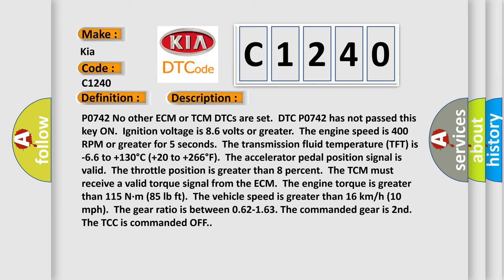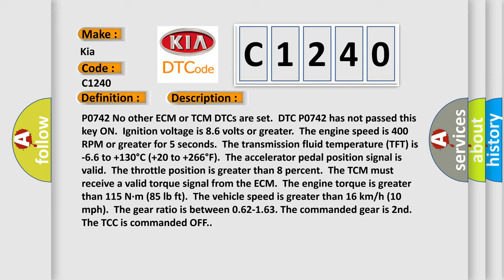P0742. No other ECM or TCM DTCs are set. DTC P0742 has not passed this key on. Ignition voltage is 8.6 volts or greater. The engine speed is 400 RPM or greater for 5 seconds. The transmission fluid temperature TFT is -66 to +130 degrees Celsius, -20 to +266 degrees Fahrenheit. The accelerator pedal position signal is valid. The throttle position is greater than 8%.